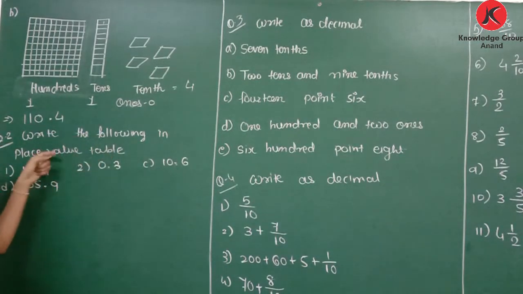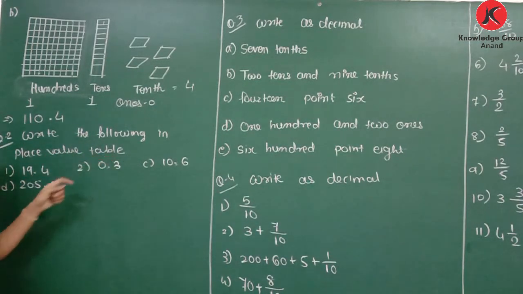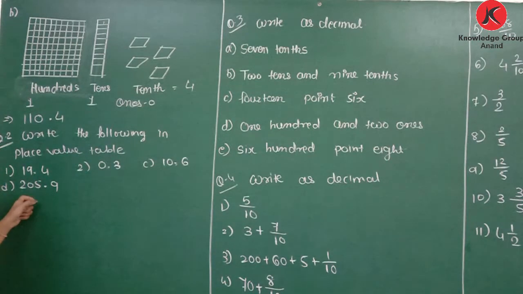Now next one, question number 2. Write the following in a place value table. So as we learned how to represent this number in a decimal or place value table, here for the 4 numbers you can make only one place value table and represent all 4 numbers in one table. So here you can see the largest number is of 3 digits, which means we need to make a place value table up to 100.